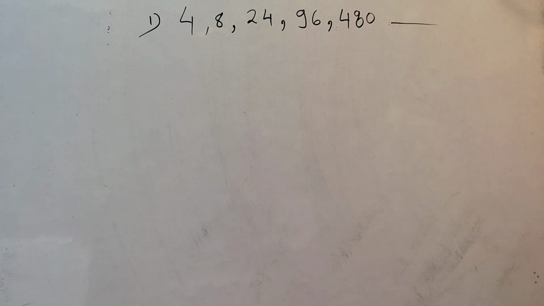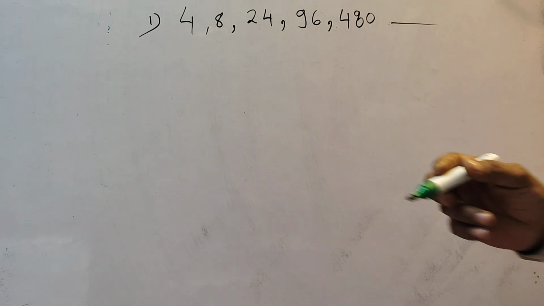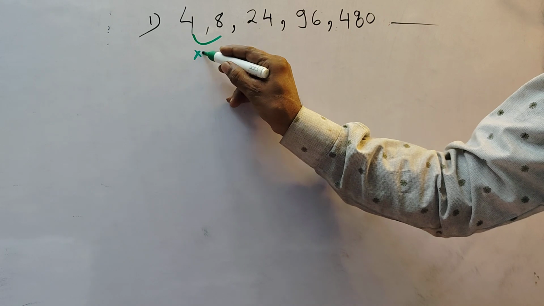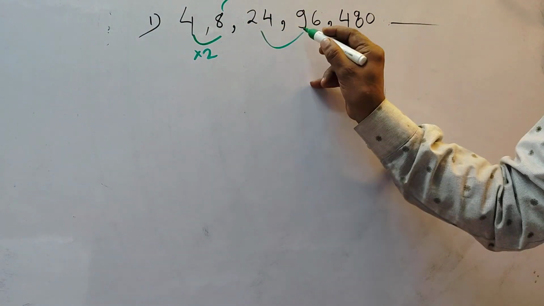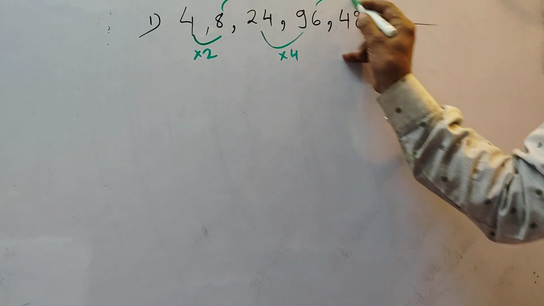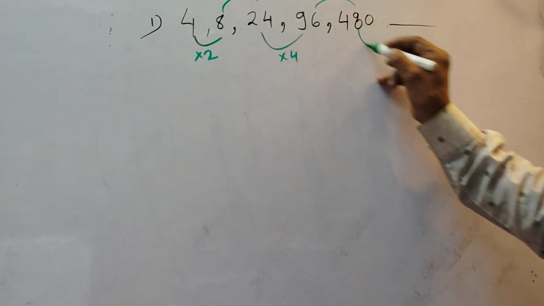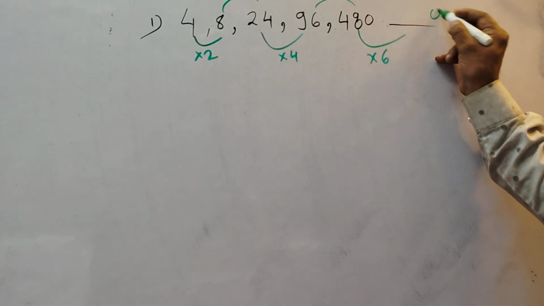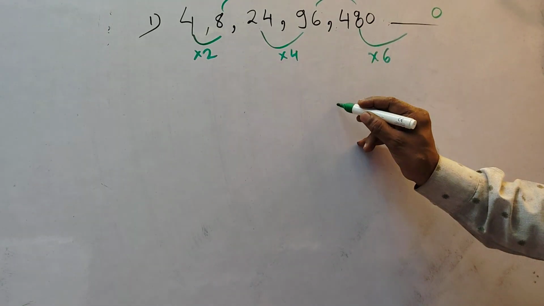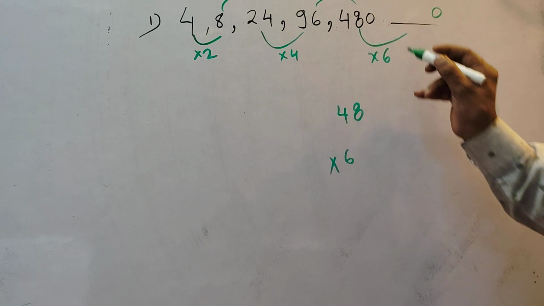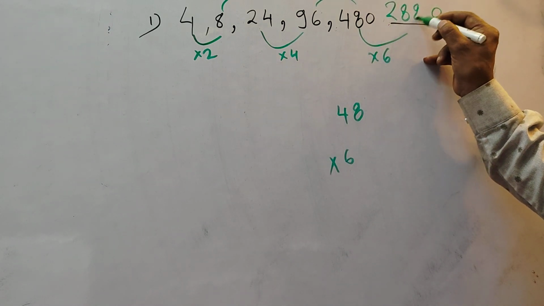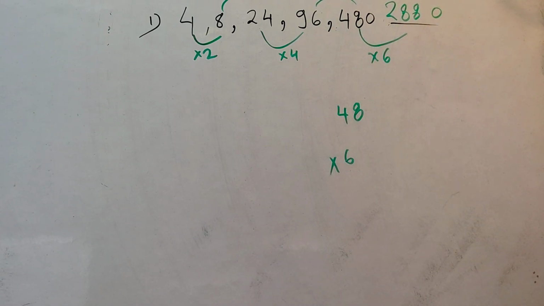That is not correct. Look at the pattern. Here it is multiplied by 2, here by 3, now by 4, then by 5. Next is multiplied by 6. So 480 times 6, orally we can say, should be 2880. Yes, correct, 2880. This is the way.